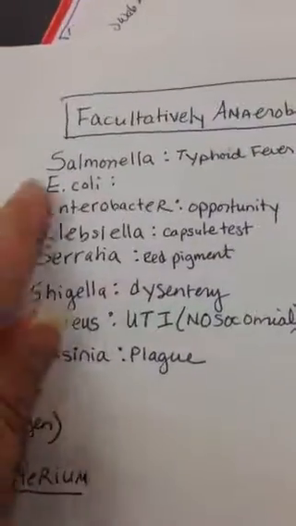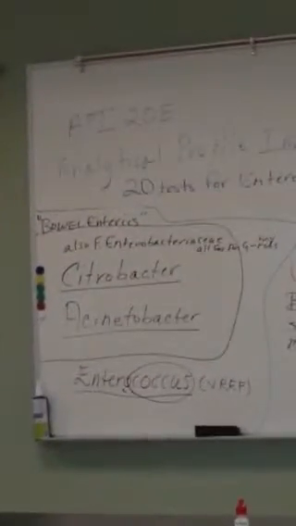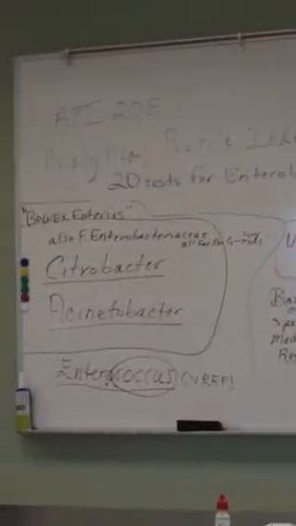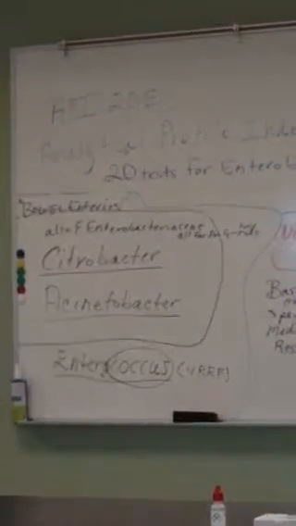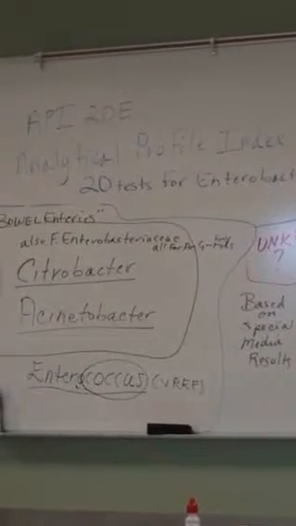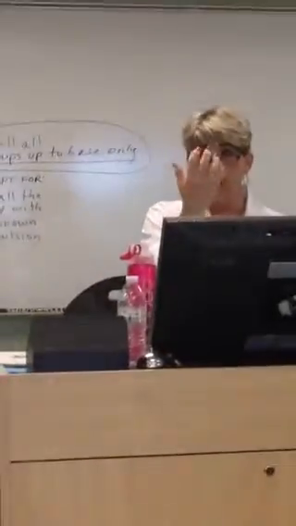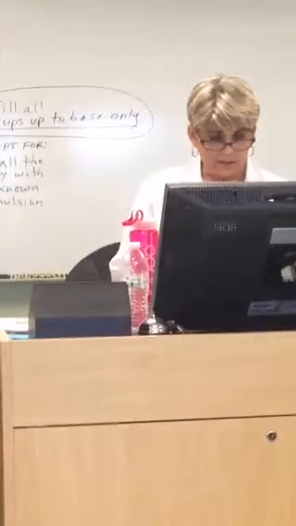We did that one? Okay, what does API 20E stand for? Analytical Profile Index, 20 tests for Enterobacteriaceae. What are you gonna end up with after you score your card? A 7-digit code, based on what nutrients it digested and which nutrients it did not digest. Then we're gonna put it into the computer, and the computer is gonna tell us if it matches the profiles of other organisms of this species, or if it matches the profile of other organisms of that species. So it's gonna match them up.